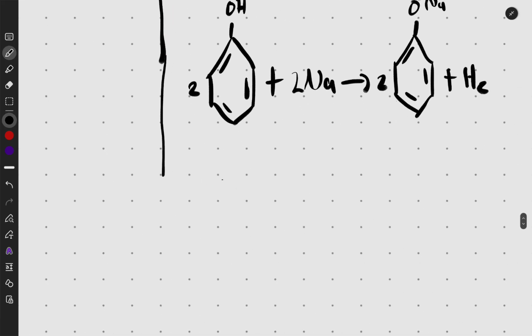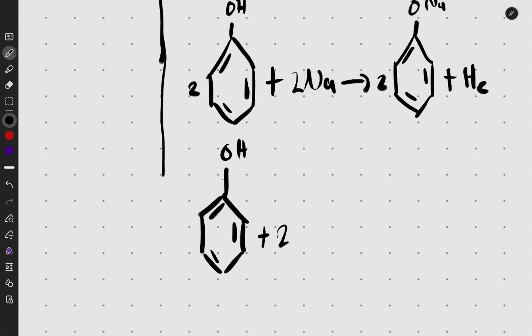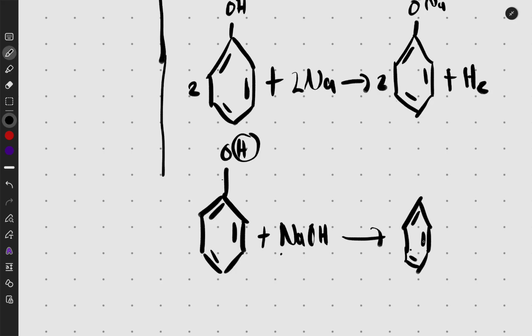Now you can come and do it again with your phenol. You cannot add a metal hydride, but you can add instead a metal hydroxide. So you can add NaOH. You don't have to put 2 of them. Again, the Na goes there, so it becomes O minus Na plus. But then the H comes and joins the OH and it becomes H2O.